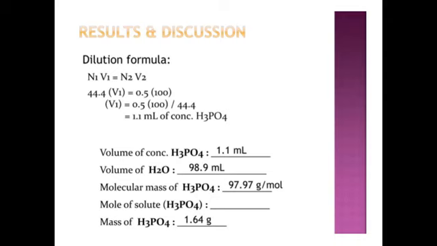You have to divide by the basicity to get the molarity. But in this case, there is no need to divide. We just go straight into the calculation. So you have N1V1 is equal to N2V2.